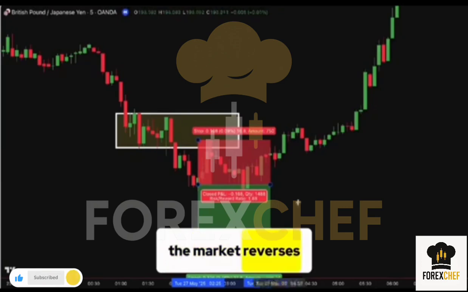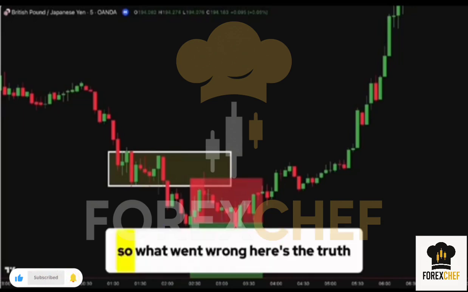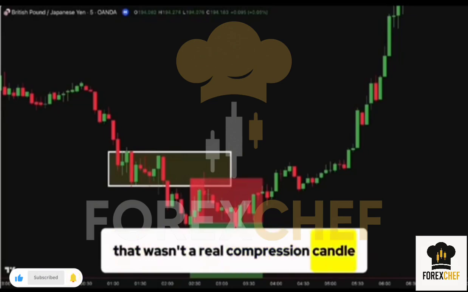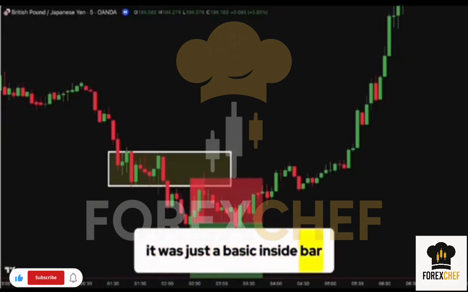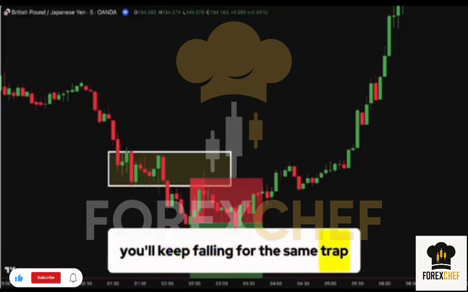The market reverses. It shoots up aggressively in the opposite direction. You're stopped out within minutes. So what went wrong? Here's the truth. That wasn't a real compression candle. It was just a basic inside bar, nothing more. And if you don't know the difference, you'll keep falling for the same trap.